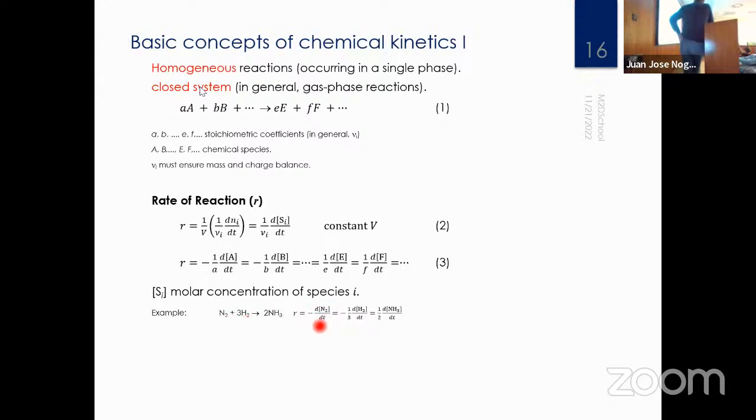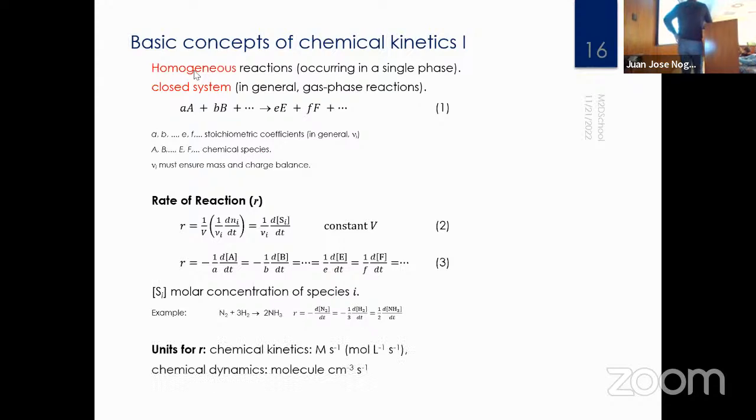This is the rate of reaction that can be expressed as a function of the variation of the concentration of nitrogen, hydrogen, or ammonia. And then the units depend on the context we are talking about. I mean, in chemical kinetics, this is a macroscopic thing, so we typically use molar concentration, and in chemical dynamics, we use molecules instead of moles. Okay?